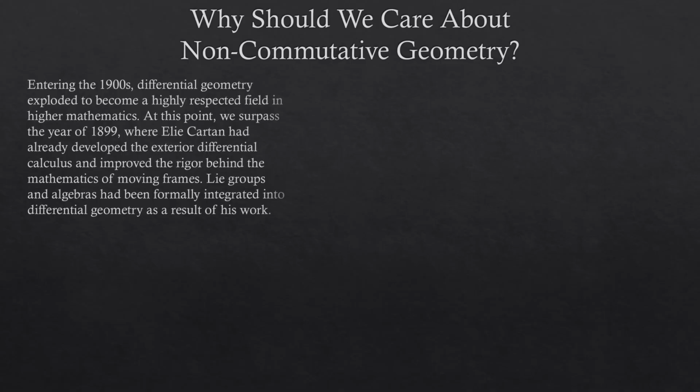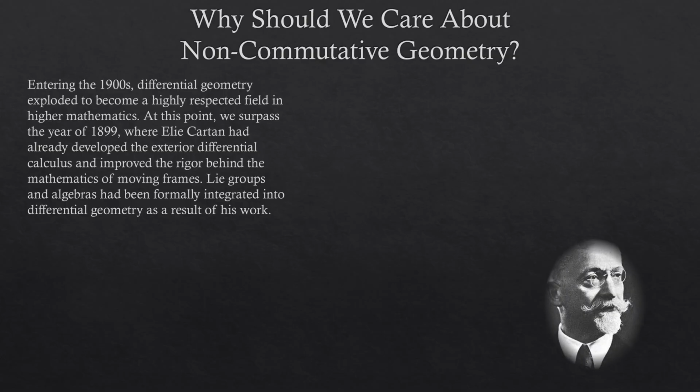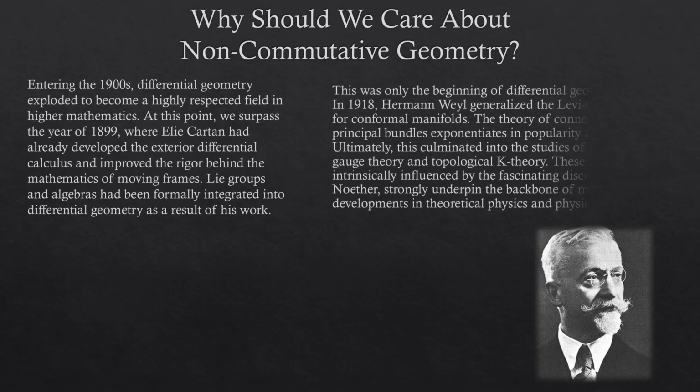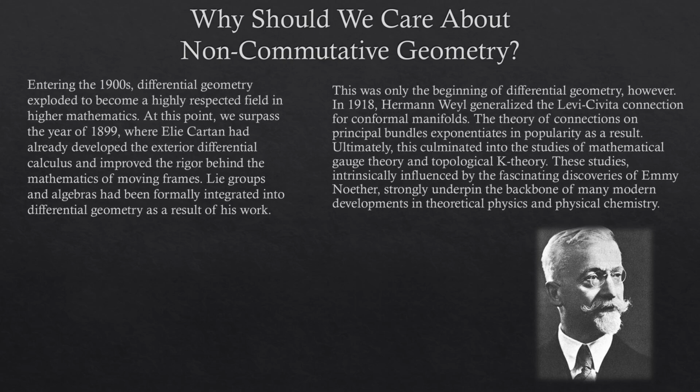Entering the 1900s, differential geometry exploded to become a highly respected field in higher mathematics. At this point, we surpassed the year of 1899, where Élie Cartan had already developed the exterior differential calculus and improved the rigor behind the mathematics of moving frames. Lie groups and algebras had been formally integrated into differential geometry as a result of his work. This was only the beginning of differential geometry, however.